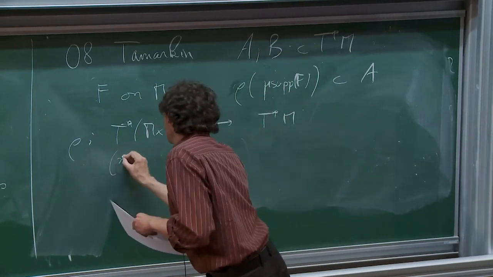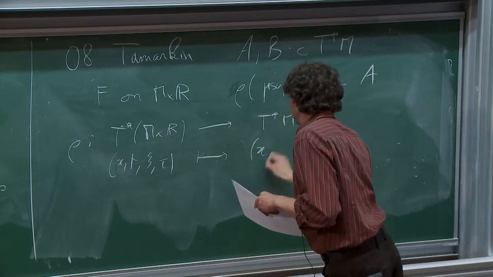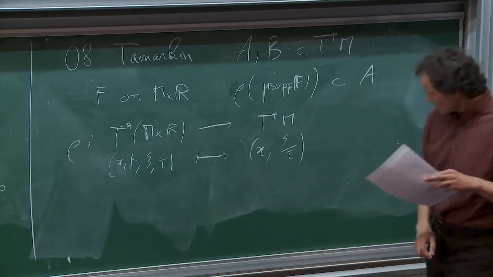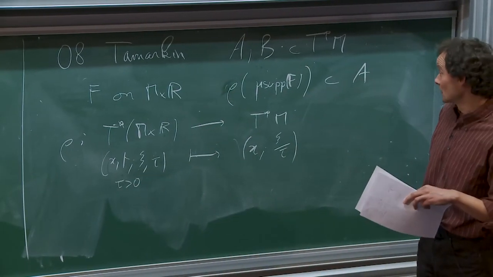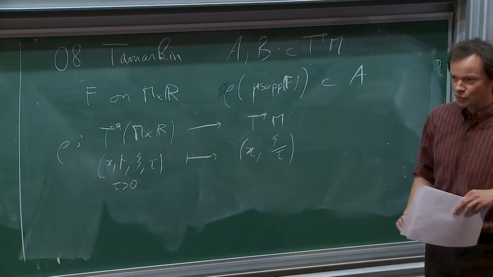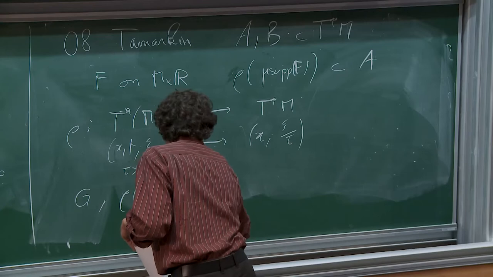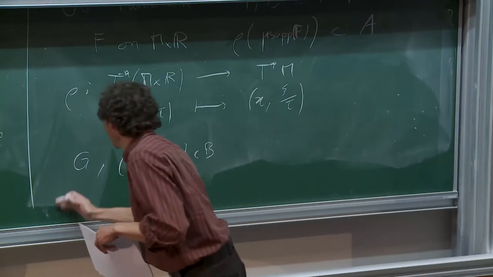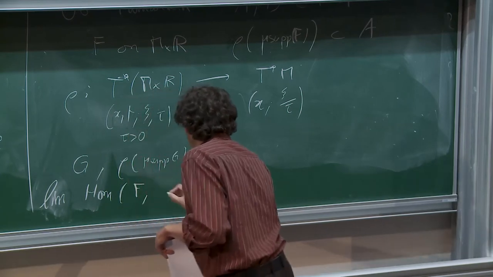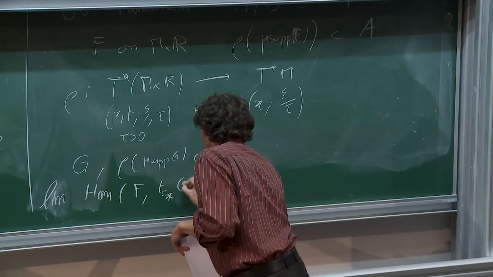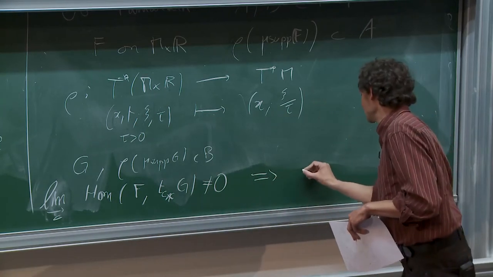It's a map (x,t;ξ,τ) to (x,ξ/τ). So t and τ are the variables in T*R. And we forget the variable t and suppress the conicity. So this is defined for positive τ. So it assumes you have some F here with this inclusion property. And a similar one, G, with rho of microsupport of G containing B. So it proves that if you have some non-vanishing morphism from F to G, but we have maybe to translate G vertically, then A and B are non-displaceable.